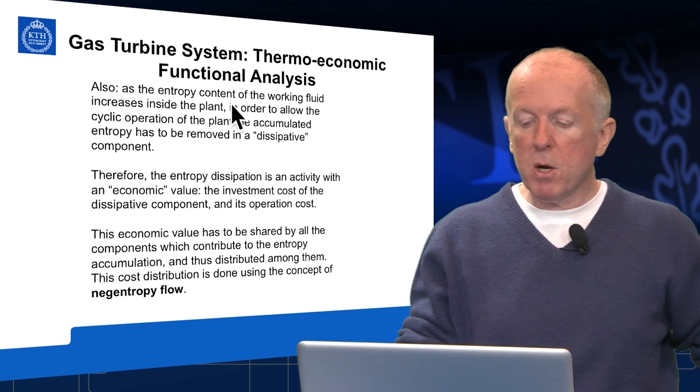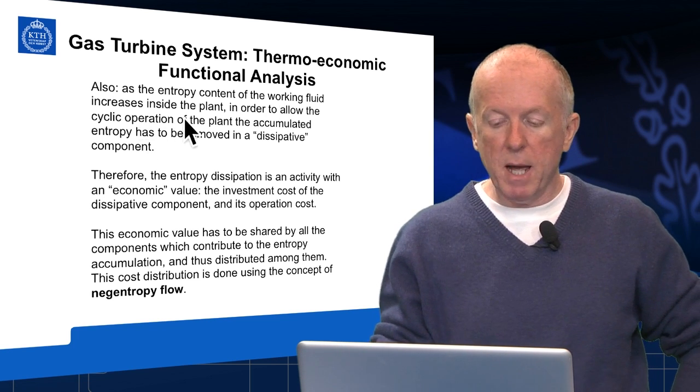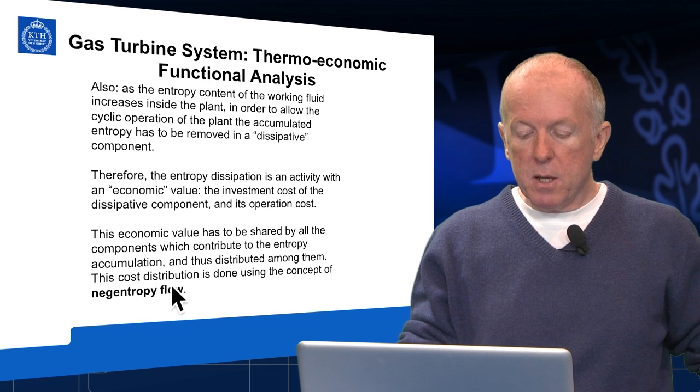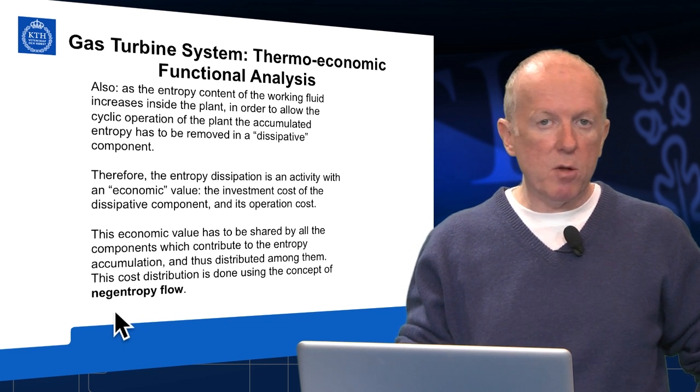Also, as the entropy content of the working fluid increases inside the plant, in order to allow the cyclic operation of the plant, the accumulated entropy has to be removed in a dissipative component. Therefore, entropy dissipation is an activity with an economic value: the investment cost of the dissipative component and its operation cost. These are the costs that have to be accounted for. This economic value has to be shared by all the components which contribute to the entropy accumulation, and thus distributed among them. This cost distribution is done using the concept of net entropy flow.